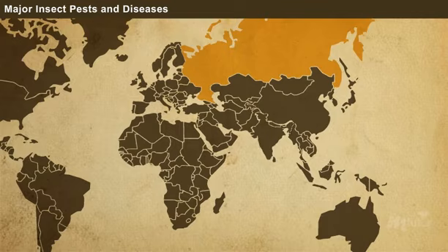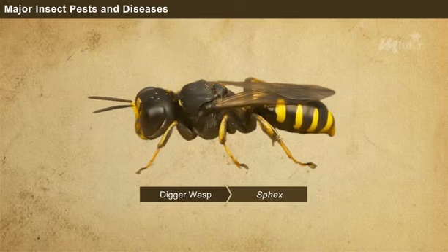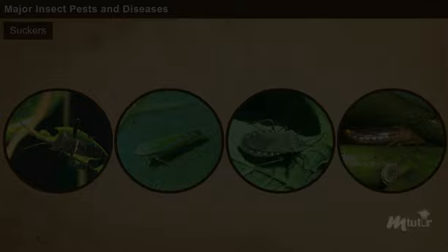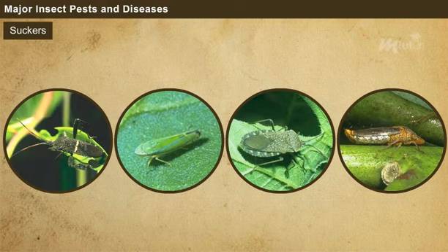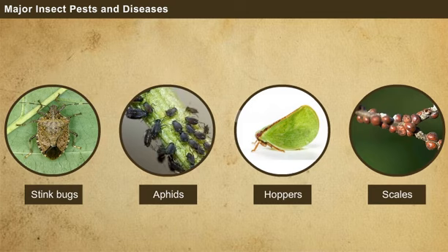Digger wasp creates tunnels on the stem of rose plant. Pill bugs feed on tender hair roots of a plant. Suckers. These insects have piercing and sucking type of mouthparts. Example: stink bugs, aphids, hoppers, scales.